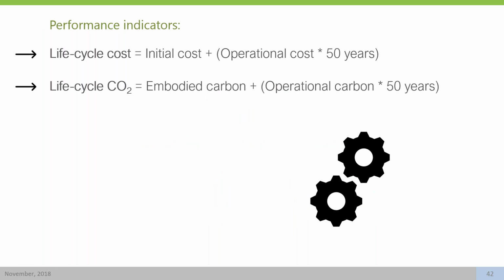In this case, to evaluate the design solution, we extended the performance to consider the life cycle cost and carbon. The first performance objective represents the initial cost plus the operational cost during the life cycle of the house. The second one, on the other hand, represents the embodied carbon, which is associated with the construction materials, plus the operational carbon, also during the life cycle of the house.